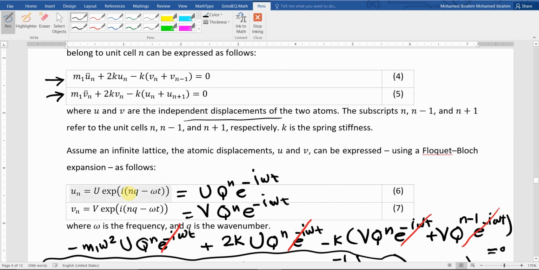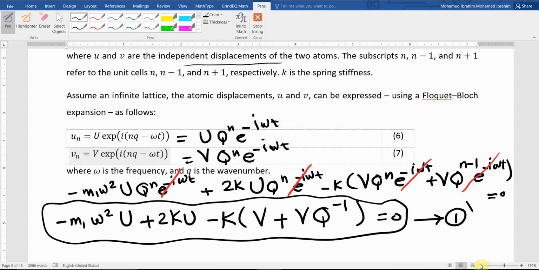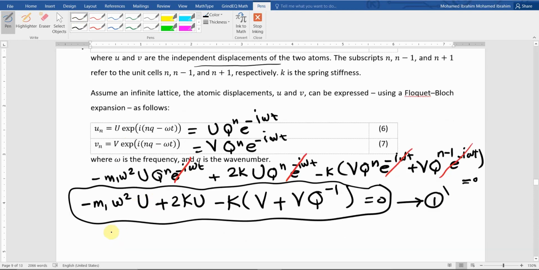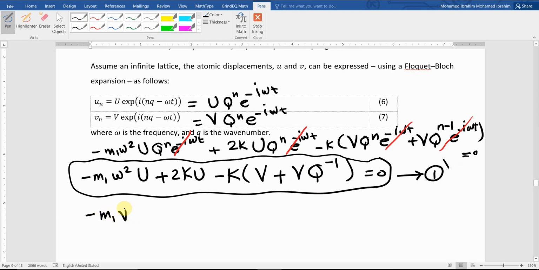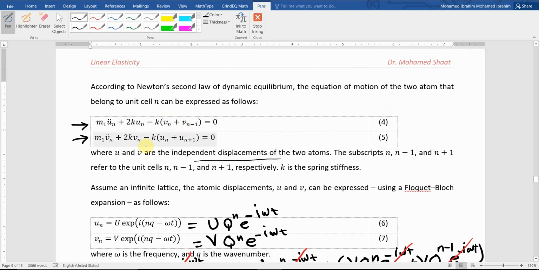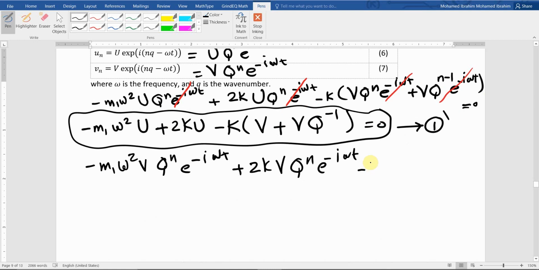Let us do the same for the second equation. If we do it here for the second equation, the first term will be negative m1 omega square v times qn e negative I omega t, plus the second term will be 2k v times qn e negative I omega t, and the third term would be negative k times u qn plus u qn plus 1, and there is e negative I omega t as a common factor, equals 0.